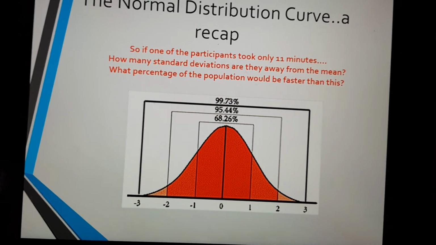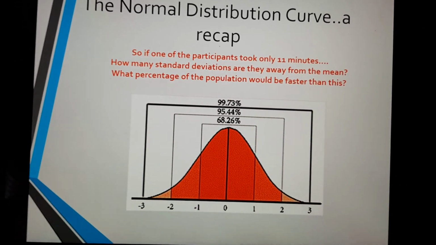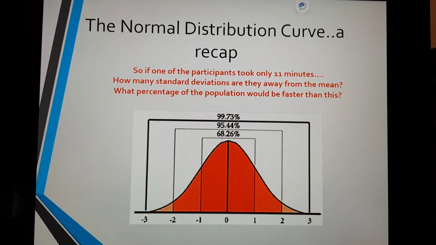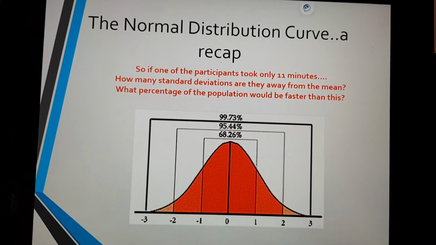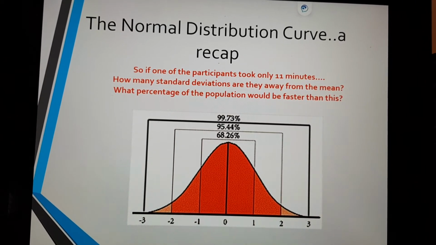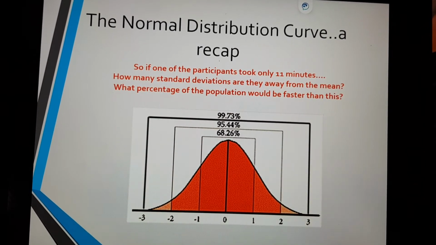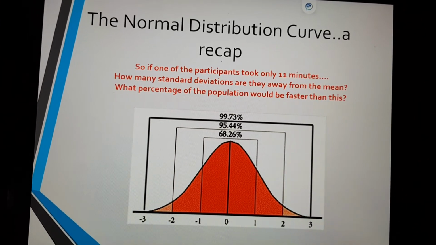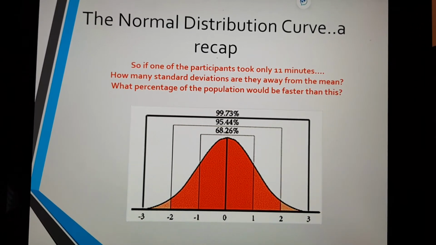So here's a question for you. If one of the participants took only 11 minutes, how many standard deviations are they likely to be from the mean? I'll give you some time to think about it. So if one of the participants took only 11 minutes, how many standard deviations are they away from the mean? So 15 minus 11 gives us 4 minutes. We know that one standard deviation equals 2 minutes. So therefore they're 2 standard deviations from the mean.